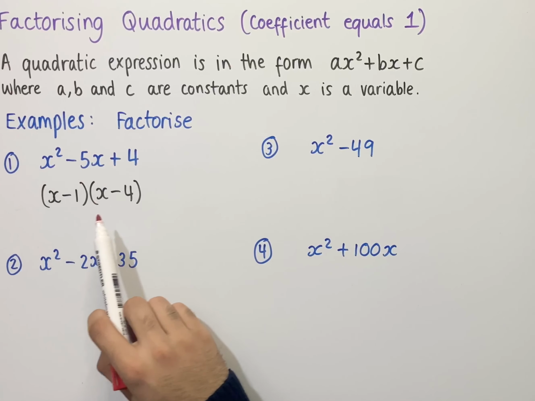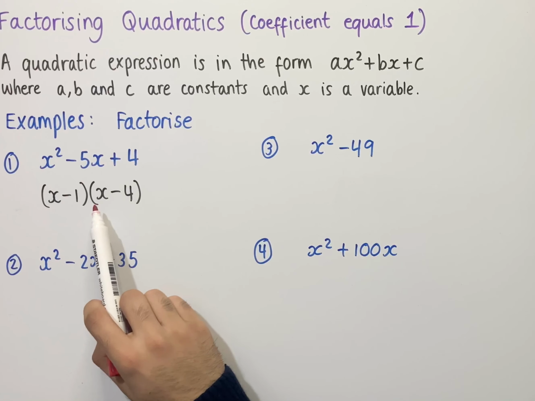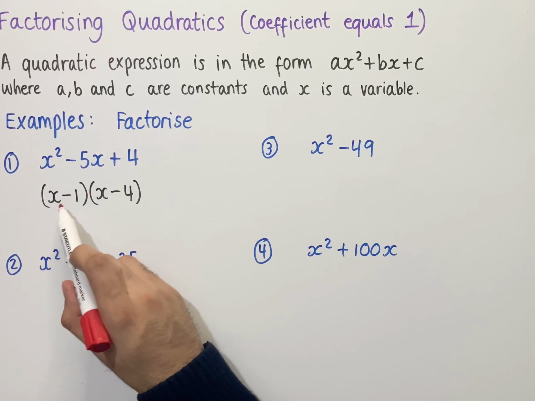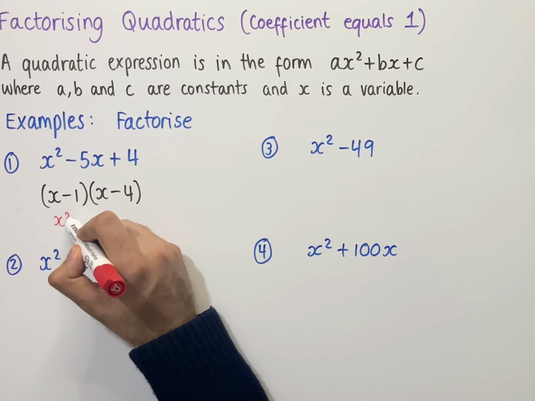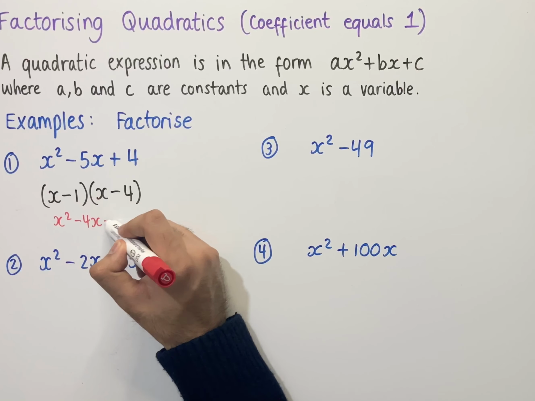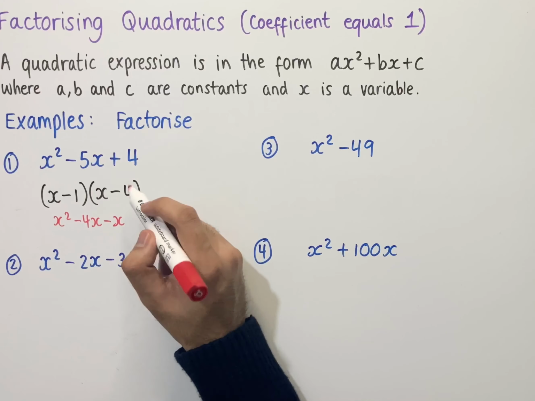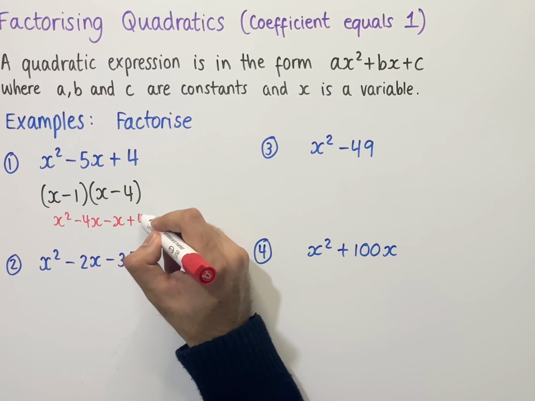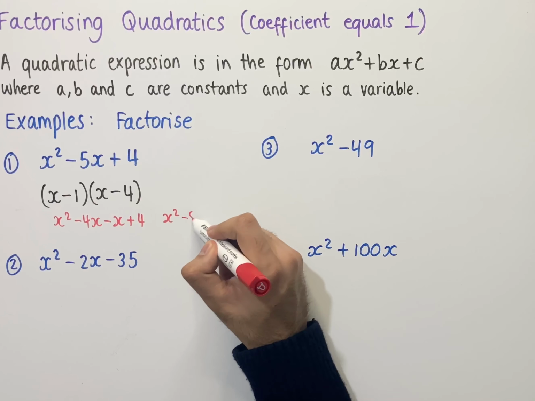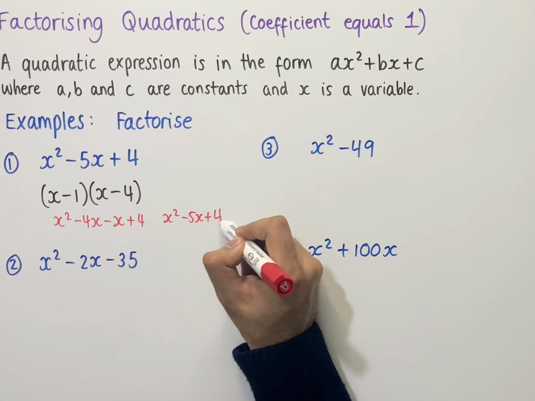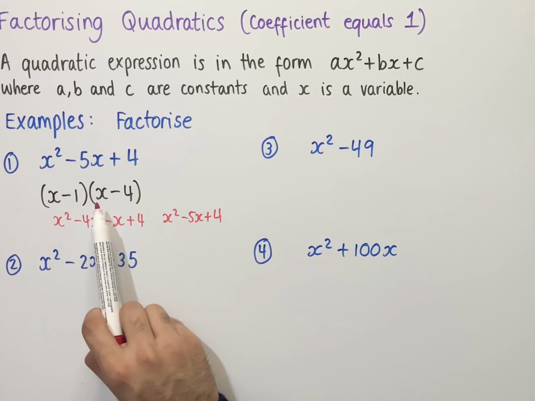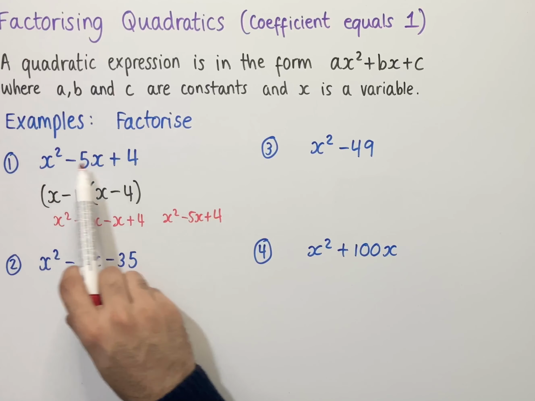We can now quickly check to see that these two brackets do expand to make our quadratic expression here by expanding these out. So x times x gives us x squared, x times -4 gives us -4x, -1 times x gives us -x, -1 times -4 gives us +4. And collecting like terms, we end up with x squared minus 5x plus 4. And so we see indeed that these two brackets are the correct brackets we require when factorizing this quadratic expression.